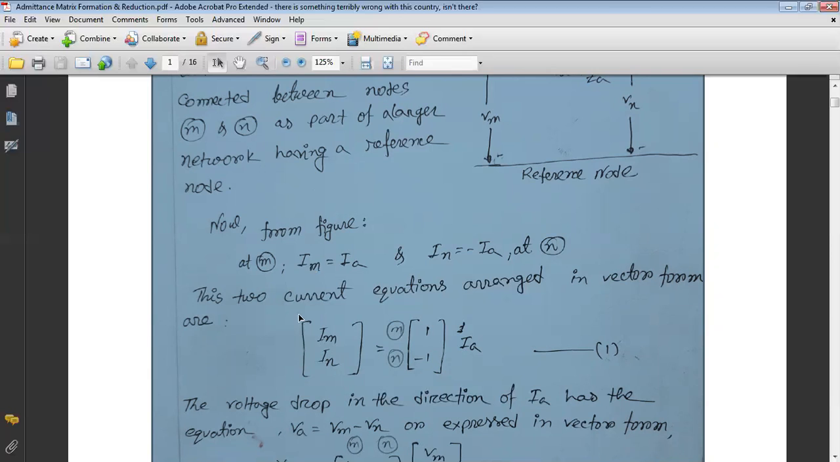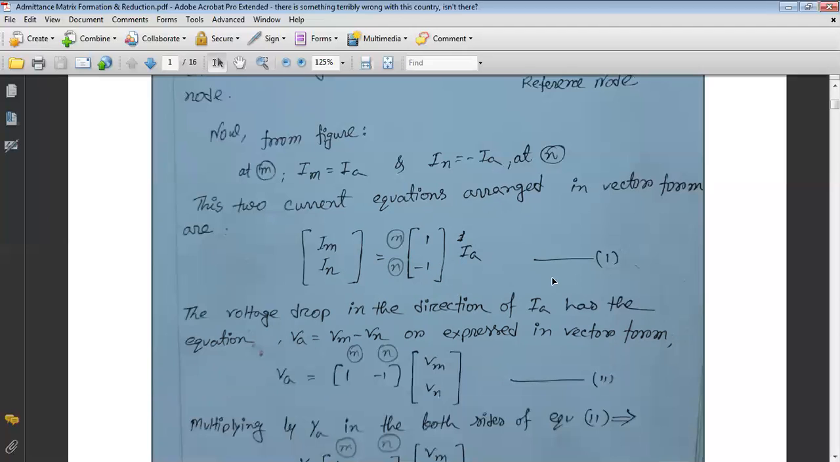So IM and IN are equal to, on the right side of the equation, the variable IA, and this is the same variable IA, so there should be a single variable IA. Now the coefficient of IA in the first equation is 1. In the second equation, the coefficient of IA is -1. The 1 is from the M node, and the -1 comes from the N node. This is the first equation, or equation number 1.